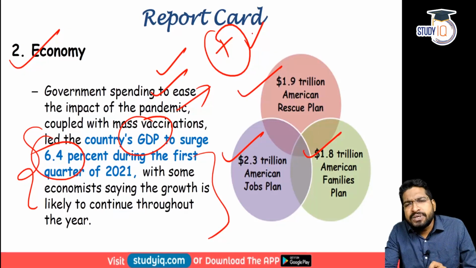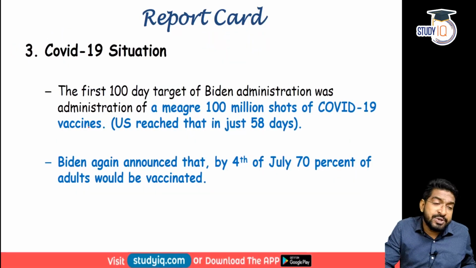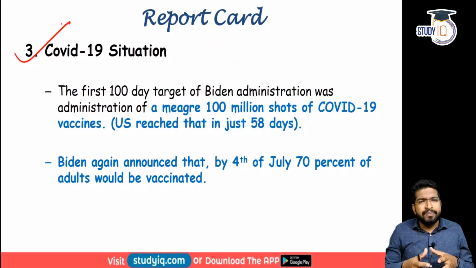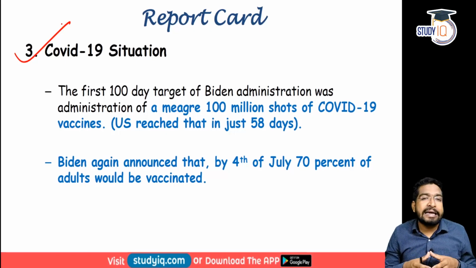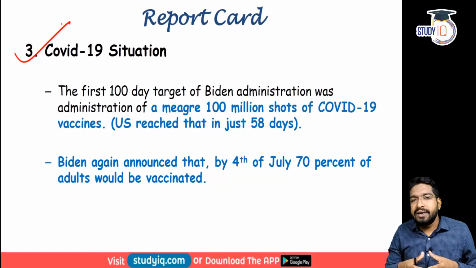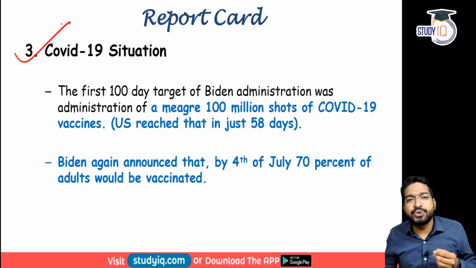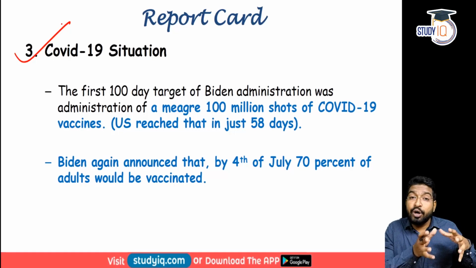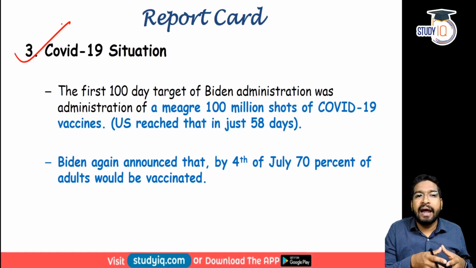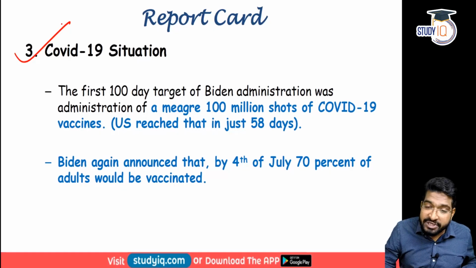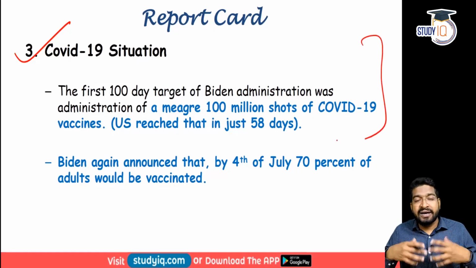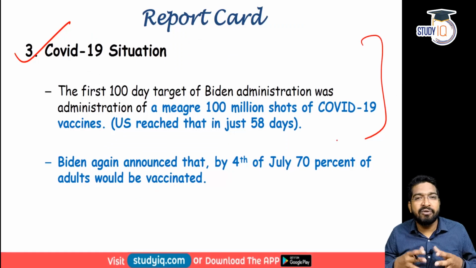Now, another promise that Joe Biden made was with respect to the COVID-19 situation. Here, it has been a rather mixed bag again. What Joe Biden did was he gave utmost importance to the COVID-19 situation. Trump was not very serious with respect to COVID-19 handling, but from January, the US has become very serious. The vaccination drive has been ramped up.